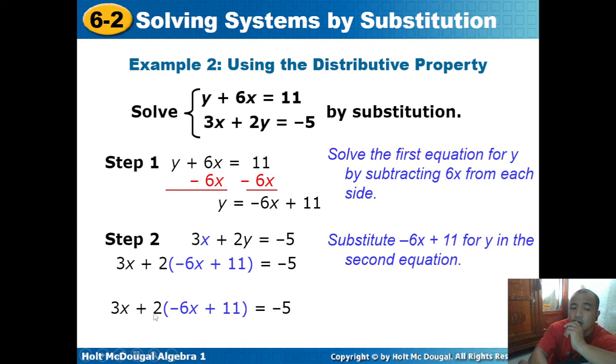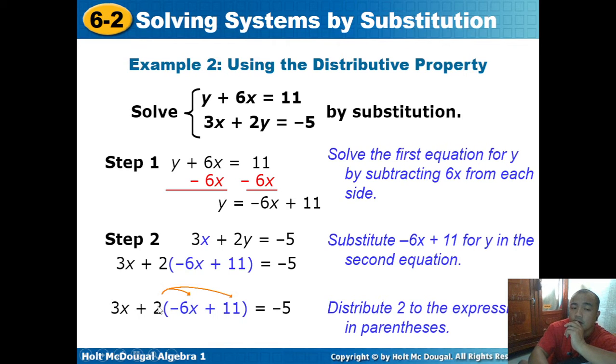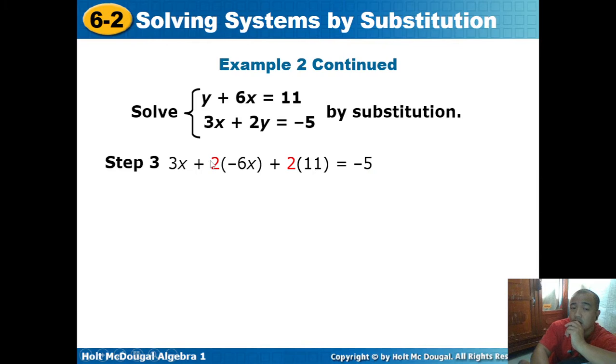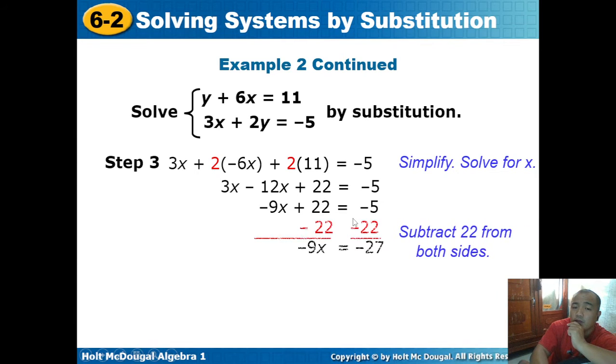So it becomes 3x plus 2 times... distributive property. Multiply the 2 by negative 6x and 11. So 3x plus 2 times negative 6x plus 2 times 11 equals negative 5. 3x minus 12x plus 22 equals negative 5. 3x minus 12x is negative 9x plus 22 equals negative 5. Subtract 22: negative 5 minus 22 is negative 27, divided by negative 9, positive 3.